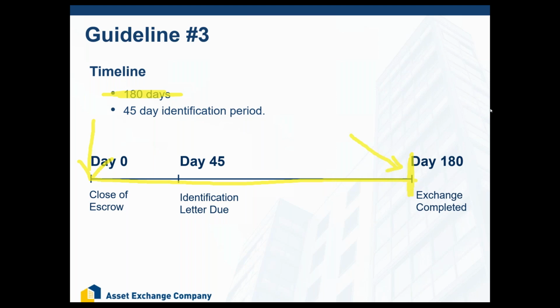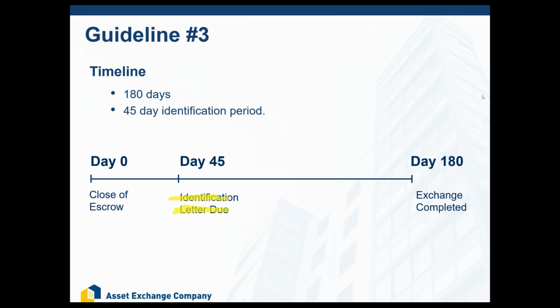Now, 180 days, that's about 6 months. So most of my clients do not have a problem with the 6-month requirement. What stresses my clients out more than anything is what they have to do on day 45. Day 45 is very important when you're doing an exchange because that is the day your identification letter is due. Now, what does that mean? Well, on day 45, you have to specify in writing all of the properties you're thinking about buying.